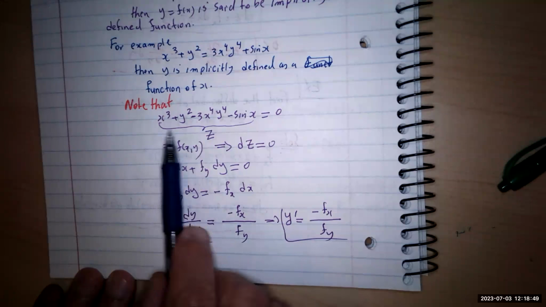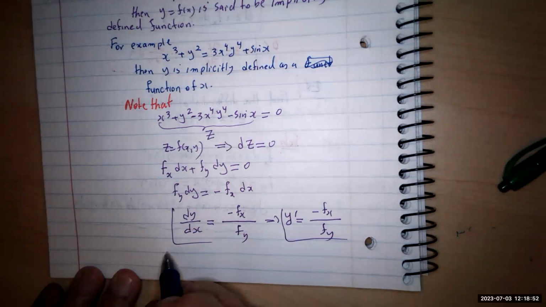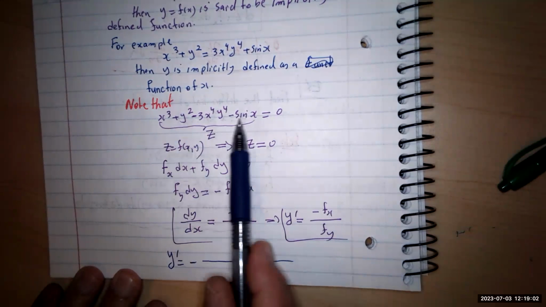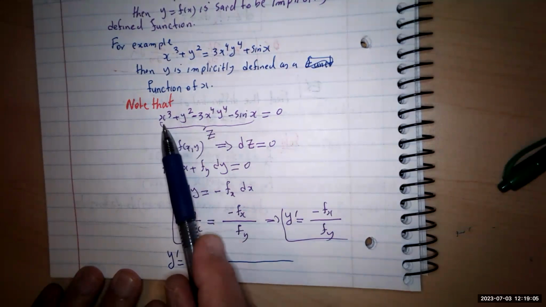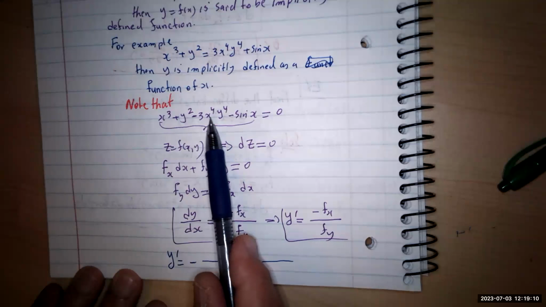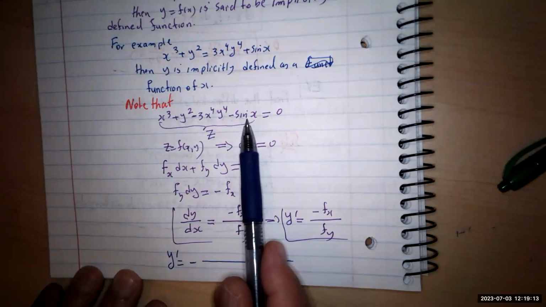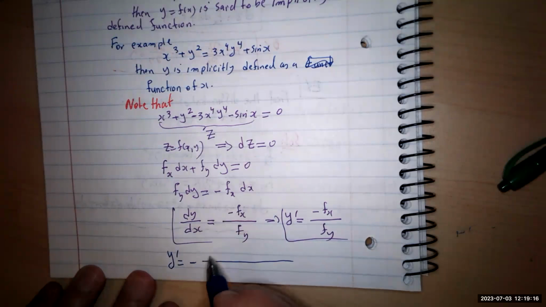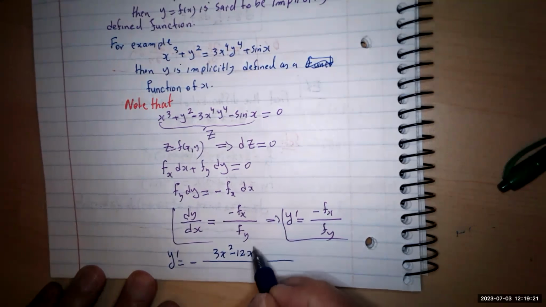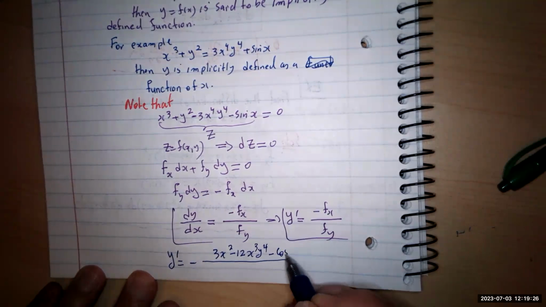So if you want to apply it to this one: y prime equal to, you can put the negative in front, the derivative of f with respect to x. This would be 3x squared, 0, 4 times 3, 12, minus 12x cubed y to the 4th, and the cosine. So we get 3x squared minus 12x cubed y to the 4th, minus cosine x. That's the top.